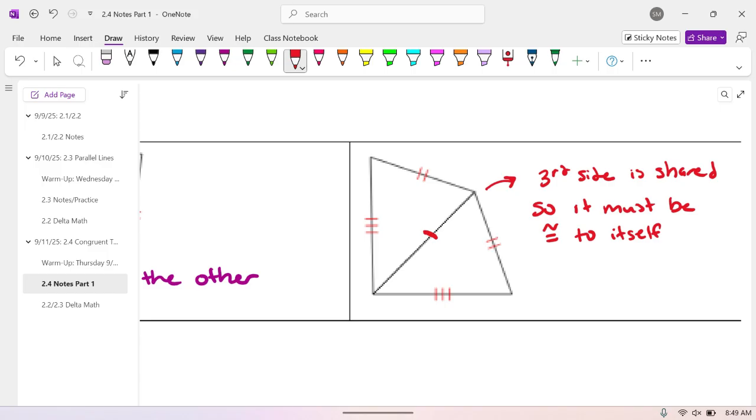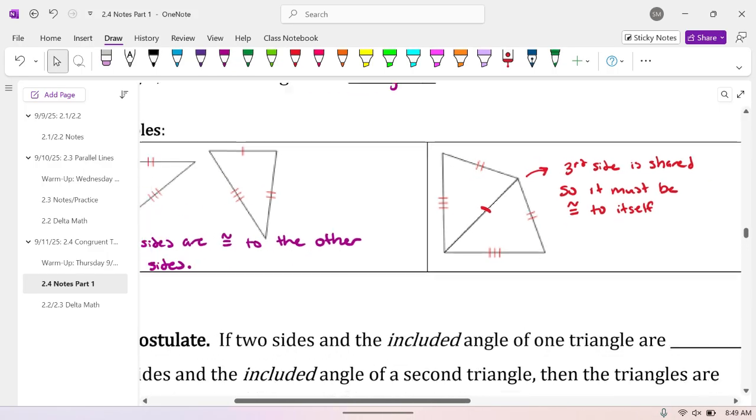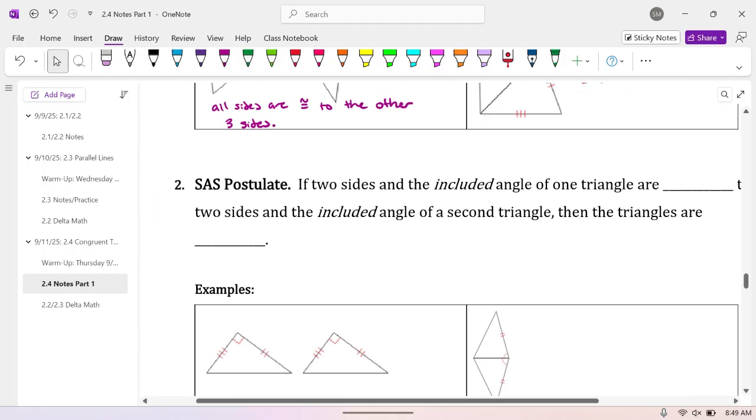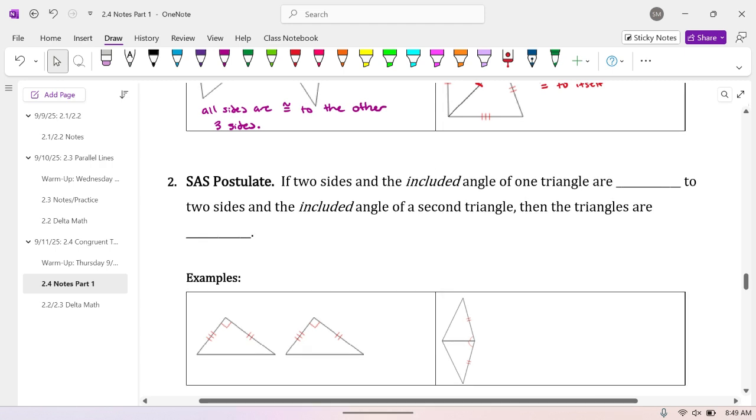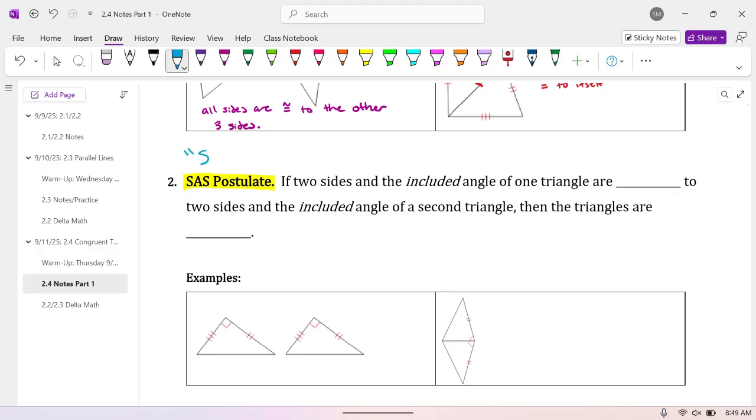All right, any questions on SAS? Not SAS, SSS. All right. Then we got SAS. So this one stands for side angle side. Now, this is where you have to be careful. All right, with side, side, side, order doesn't matter. So side, side, side is the easiest because as long as they're marked correctly, you don't have to worry about the order. Side angle side, that's when you have to start worrying about order.